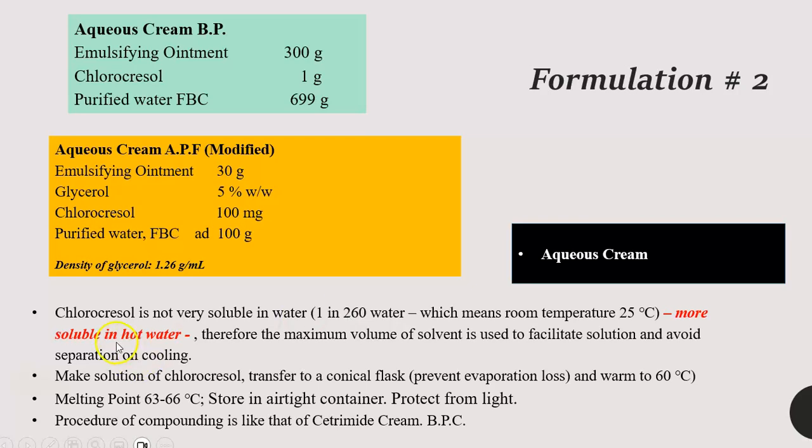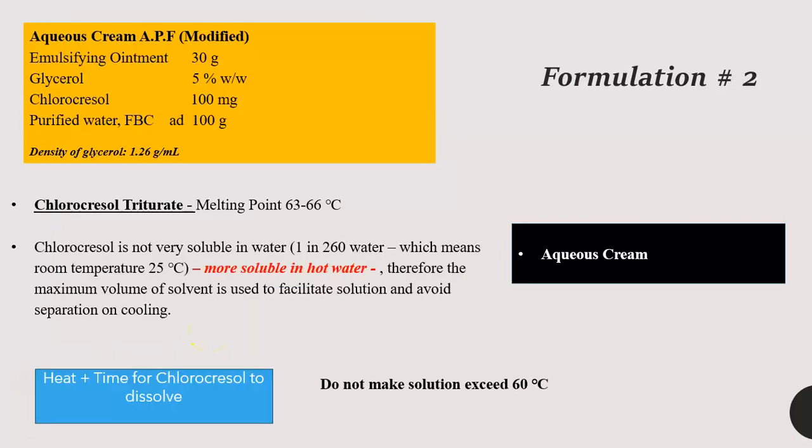However, we will be using hot water maintained at 60 degrees, and chlorocresol needs time to dissolve, so you may have to rest it on a steam bath and make sure that the temperature does not exceed 60 degrees. Now, once you have made your chlorocresol triturate, remember, keep it covered. So put a watch glass over the beaker that you'll be making your solution in. This is the time when you review your calculation for how to make a solid in liquid triturate.